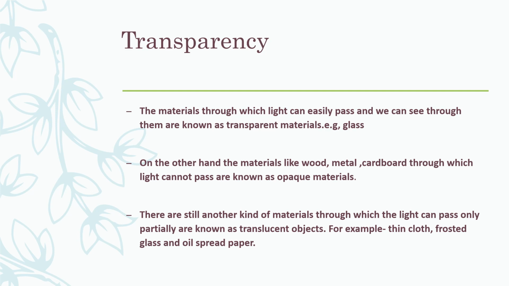The materials which allow the light to pass through them, and through which we can see easily, are called transparent materials. The best example is glass. Next, the materials which do not allow the light to pass through them, or through which we cannot see, are called opaque. Examples are wood, metal, cardboard, etc. And there are some materials through which the light can pass only partially, not completely. These are known as translucent objects, like thin cloth, frosted glass and oil spread paper. So you will be able to see things but not clearly.